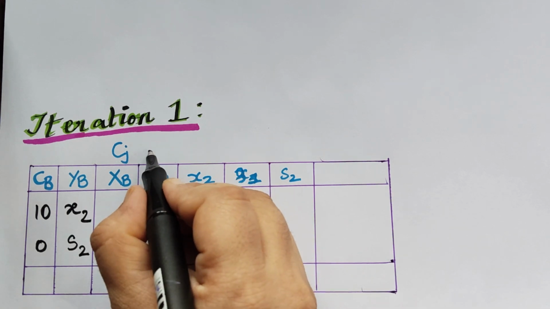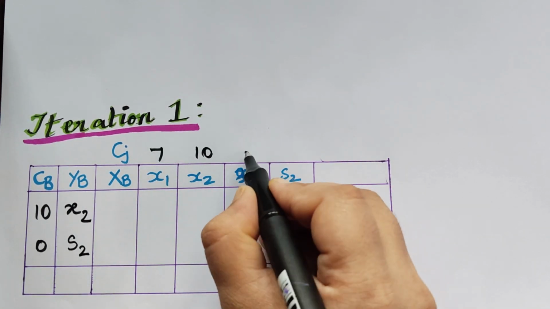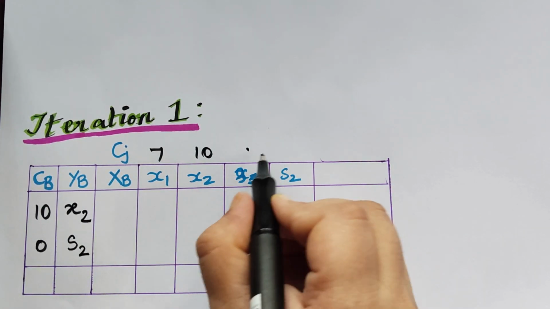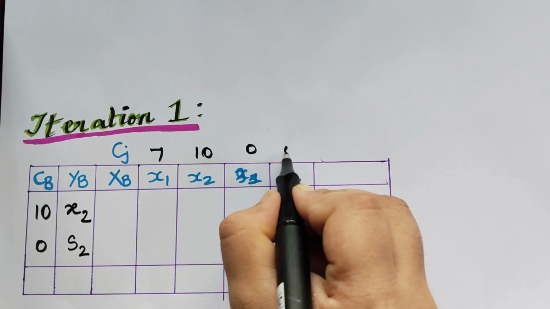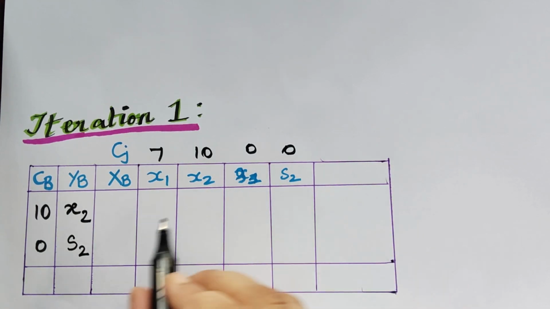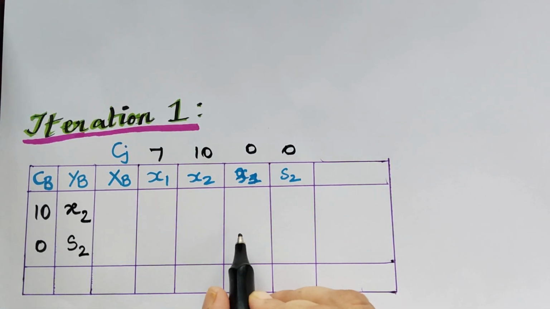And the values of cj as usual 7, 10. And for s1 and s2, it is 0. That also we have to write. Now these values we have to evaluate. Now in order to evaluate that, we are using the formula that I showed you.